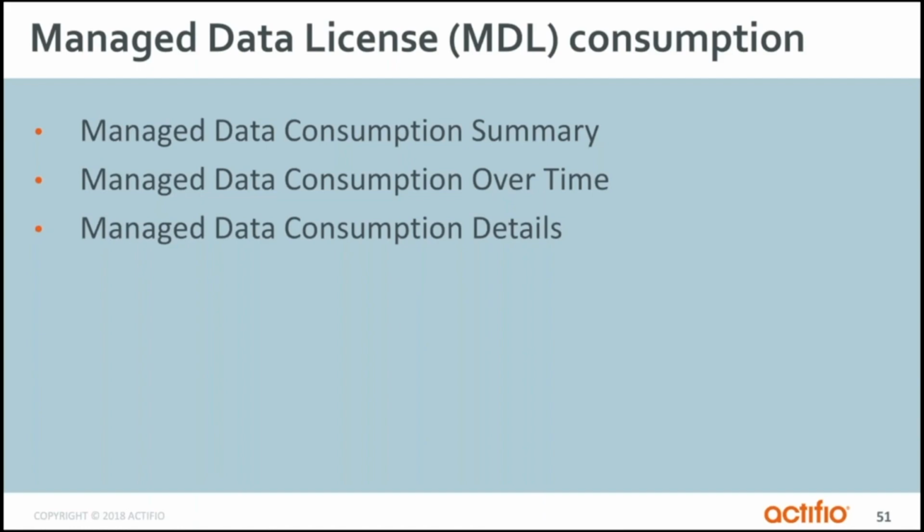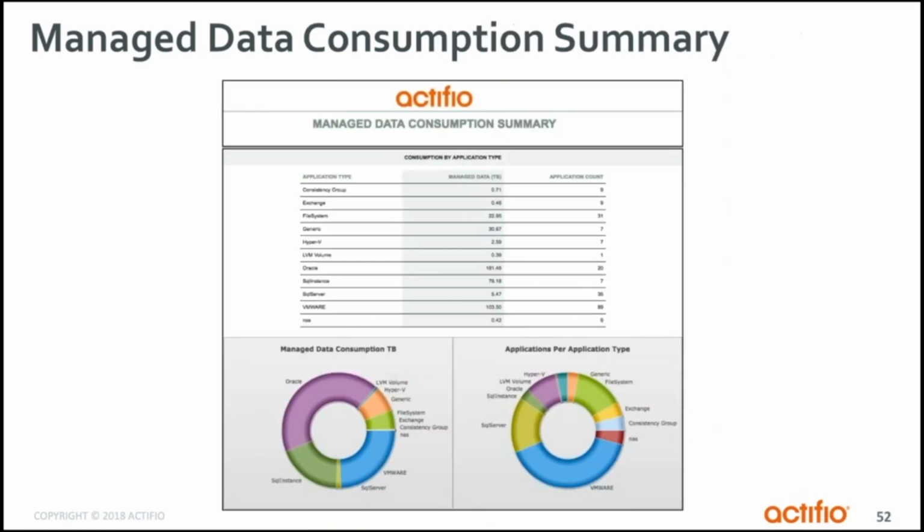Last section I'm going to cover here, there are three that deal with the MDL consumption, your licensing. And as you can see, a summary, an overtime one, and a details. I'm just going to review the quickest one of that list, and that one is the summary report. So, it does exactly what it says. It's giving you a summary of your managed data consumption. It consists really of three sections here.